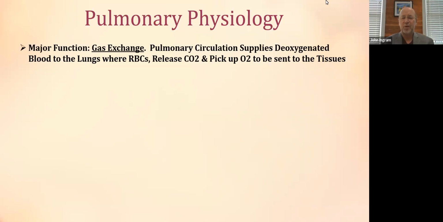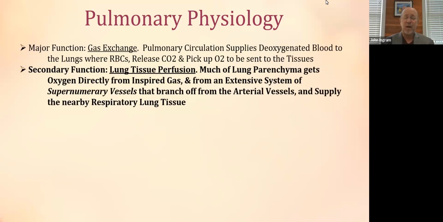The pulmonary circulation supplies deoxygenated blood to the lungs, where the red blood cells, through the hemoglobin, release carbon dioxide and pick up oxygen that is later to be sent to the tissues. The secondary function, however, of the pulmonary system is lung tissue perfusion.